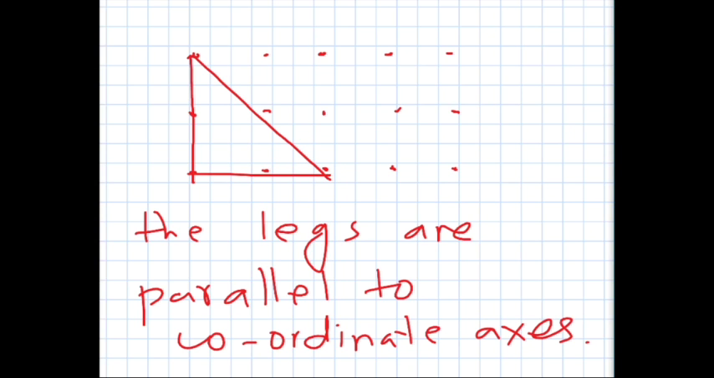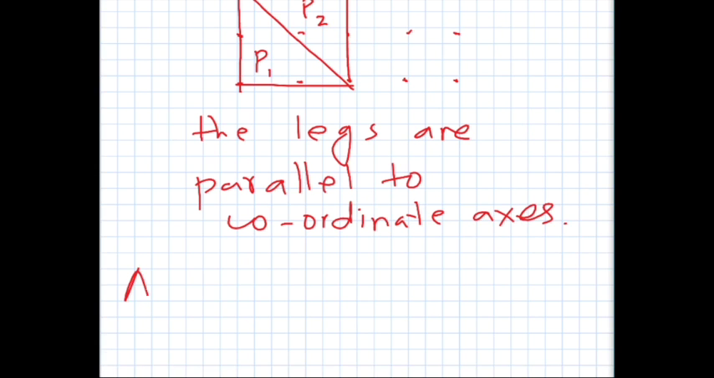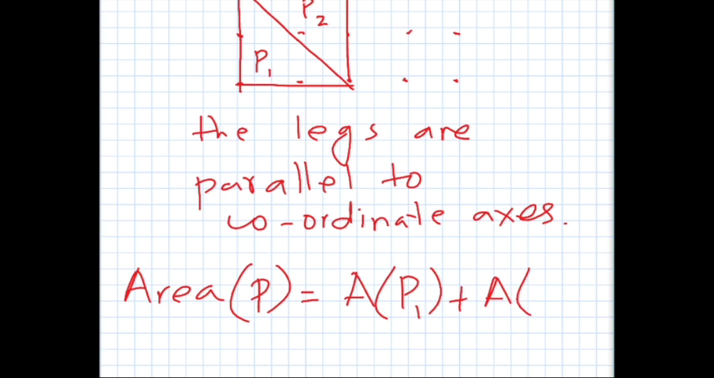Okay, in this case, you can appreciate that we can make a rectangle like this. So this will become our P1. This will become our P2, and this rectangle is our P here. Now by our lemma, we can say area of P is equal to area of P1 plus area of P2.